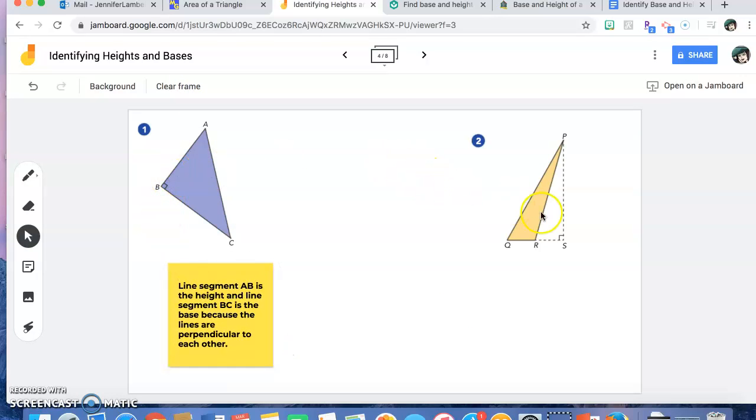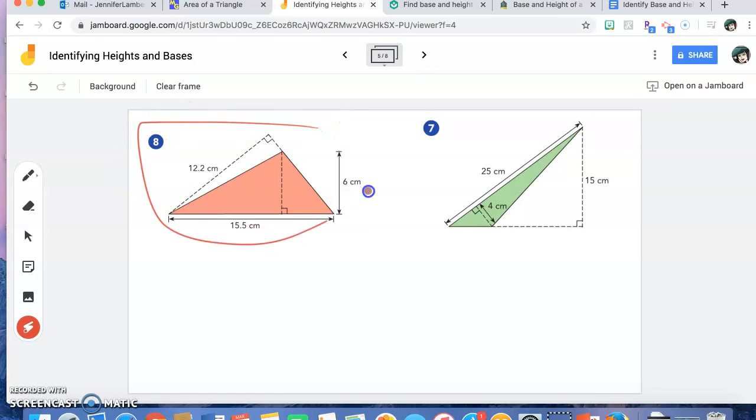If we look at number 2, I have triangle PRQ, and again, QR is just the base, and PS would be the height. So like I said, right here is where there is the 90-degree angle. Okay, so this would be my height, this would be my base.